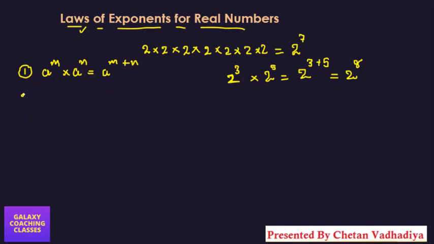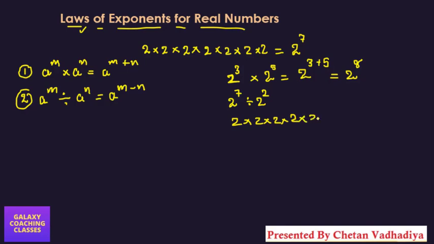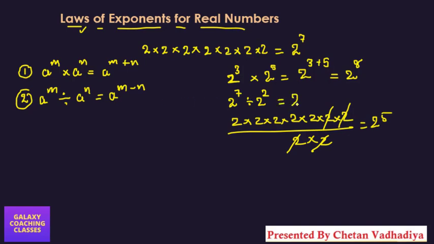Okay, so let us start with the second law. If you have a raised to m divided by a raised to n, then directly you can subtract the powers: a raised to m minus n. In the same way, if you have 2 raised to 7 divided by 2 raised to 2, first you write 2 into 2 into 2 into 2 into 2 into 2 into 2, 7 times in the numerator and 2 times in the denominator. Then you can cancel, and what you get is 2 raised to 5. So instead of doing all this, directly if you subtract the powers, 2 raised to 7 minus 2, you get 2 raised to 5. These are shortcuts.